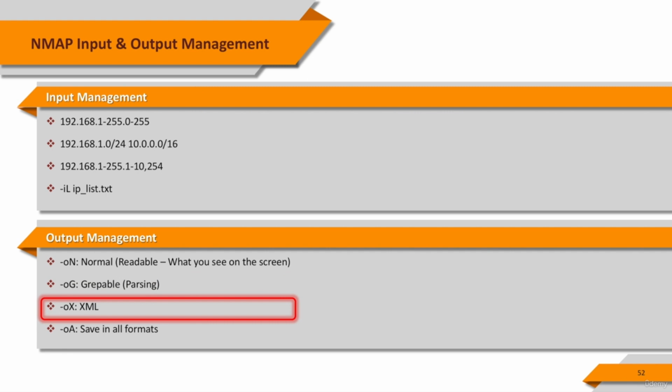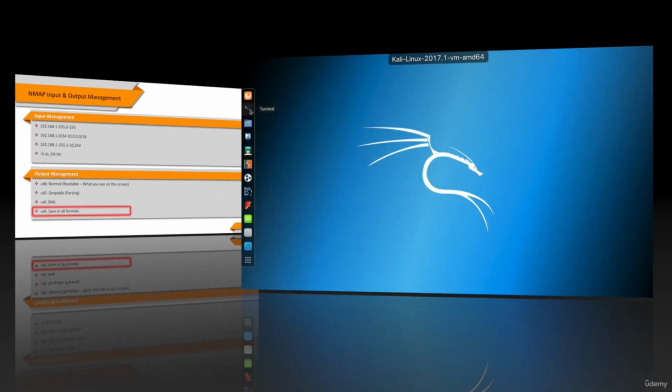XML output is one of the most important output types, as it can be converted to HTML, easily parsed by programs such as Nmap graphical user interfaces, or imported into databases. There is one more magic parameter, which is -oA, to let you generate the outputs in all formats. Now let's see the Nmap output management in action.